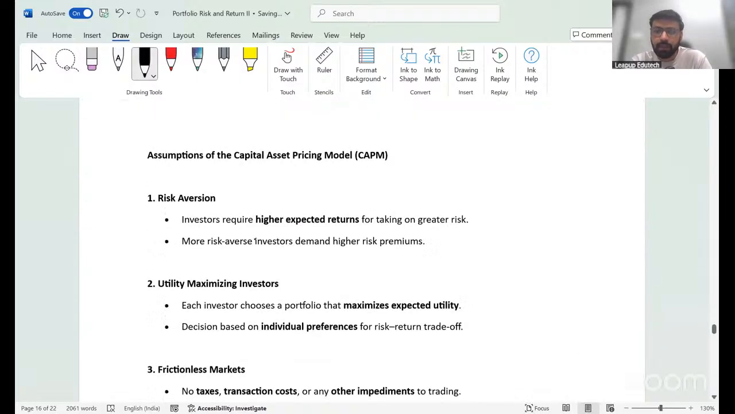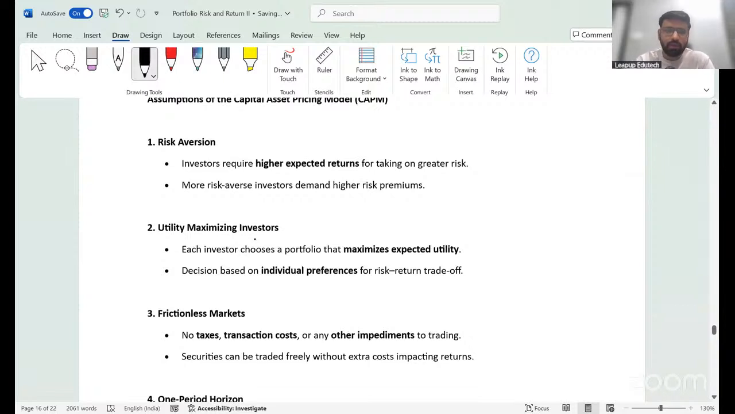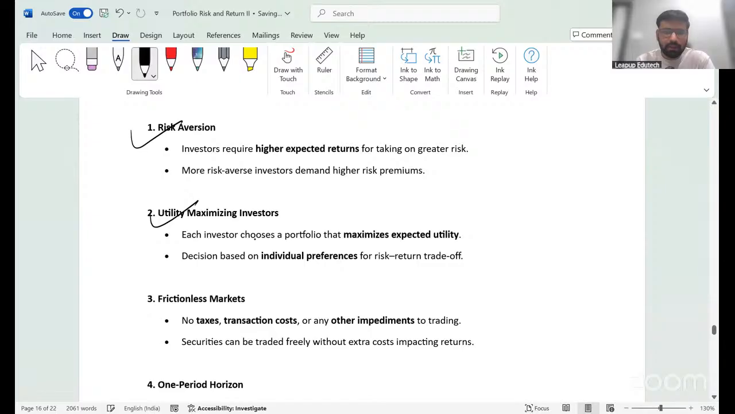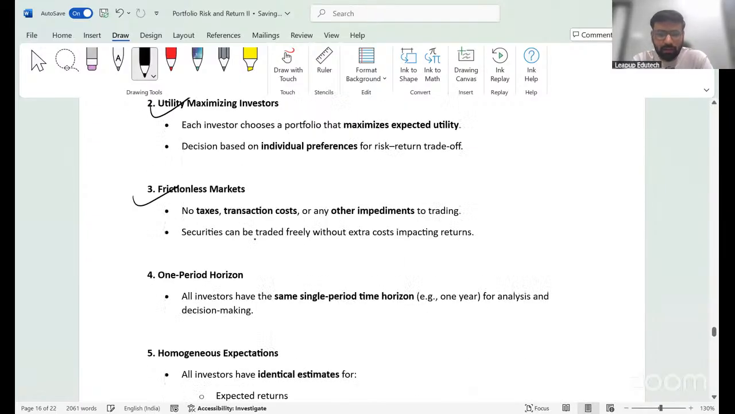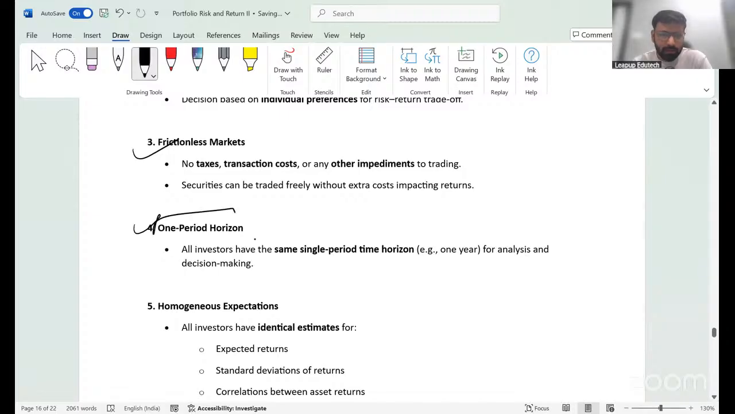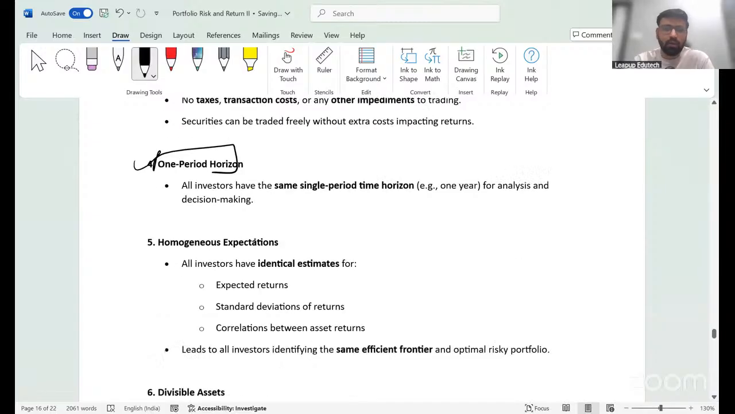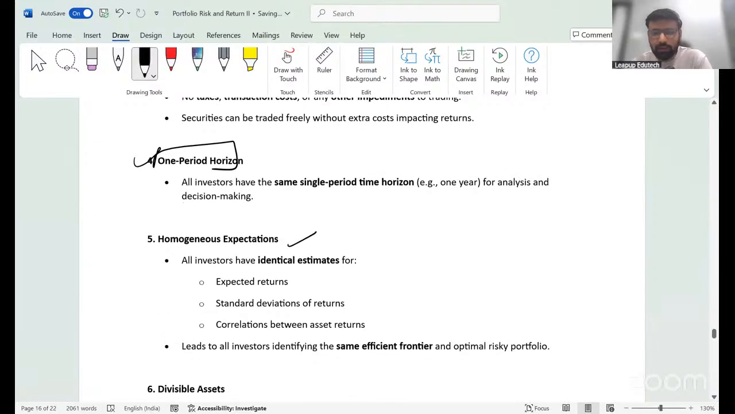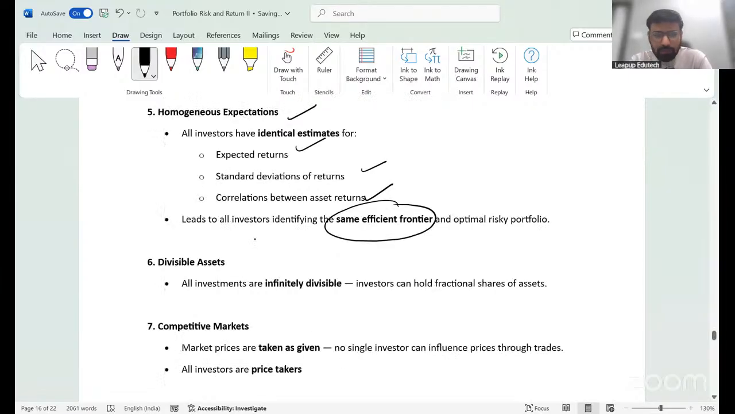All right. And there are a few assumptions with respect to CAPM. Everyone is risk averse and utility maximizing. There are frictionless markets: no taxes, no transaction costs, no impediments to trading. Everyone has a one period horizon, which means everyone only invests for 1 year. Homogeneous expectations: they have identical estimates for expected return, standard deviation, and correlation. They have the same efficient frontier, basically.